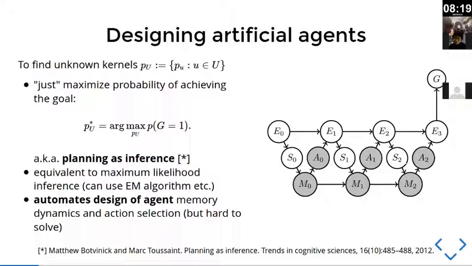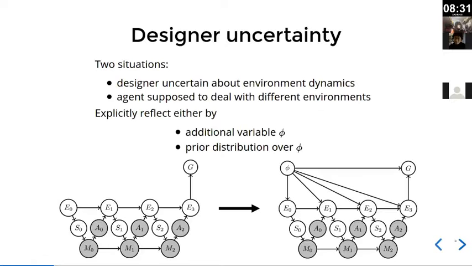Okay, so that's kind of the first part of the talk. Now I'm going to give 2 examples of what you can do if you do this. So one thing is, let's say there are 2 different situations where you can use this designer uncertainty.